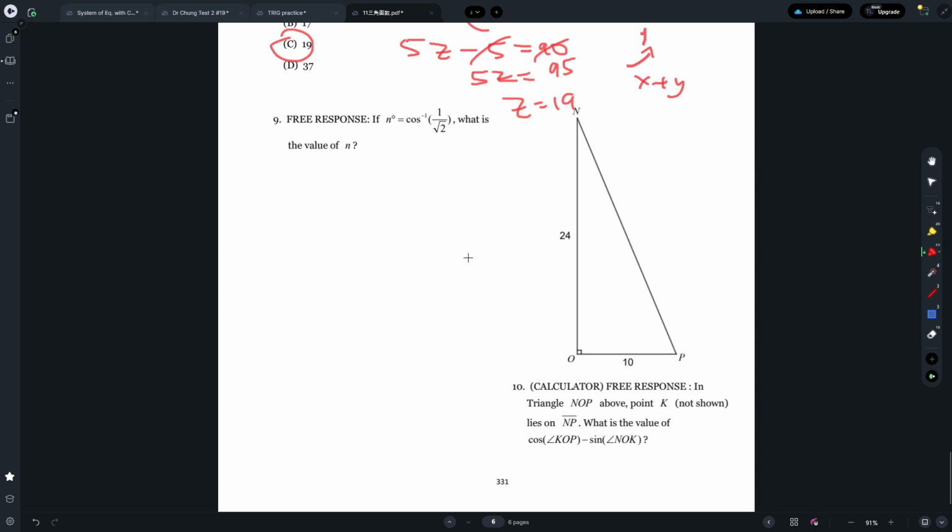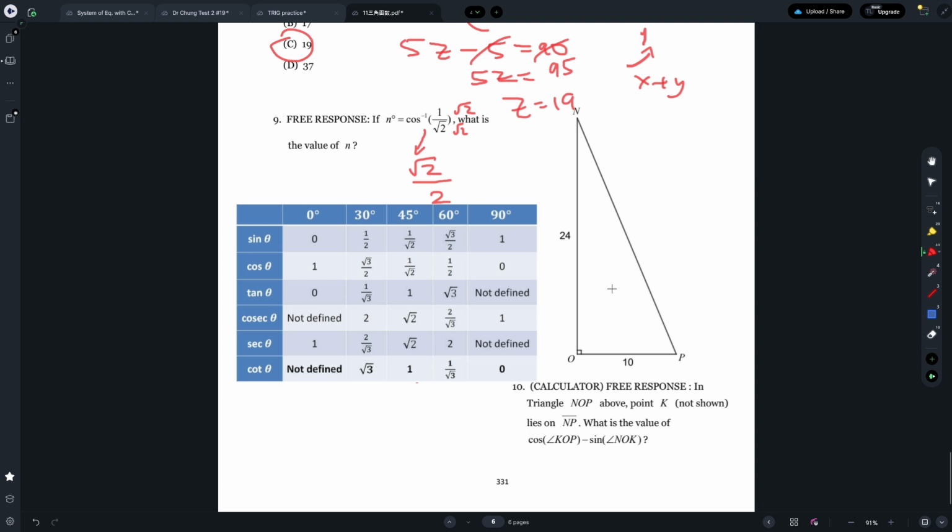If n degrees equals inverse cosine 1 over rad 2, what is the value of n? So we were trying to find degrees in this case. So now we know the ratio adjacent over hypotenuse is 1 over rad 2. Let's get rid of the rad. Let's say we multiplied rad 2 on both sides. Then we get rad 2 over 2. And this is very interesting because there is a chart that I will show you in a sec real quick.